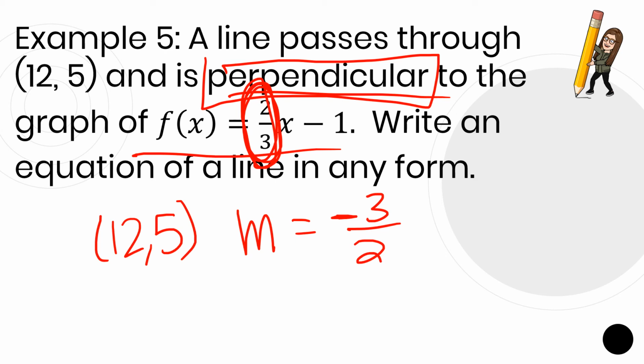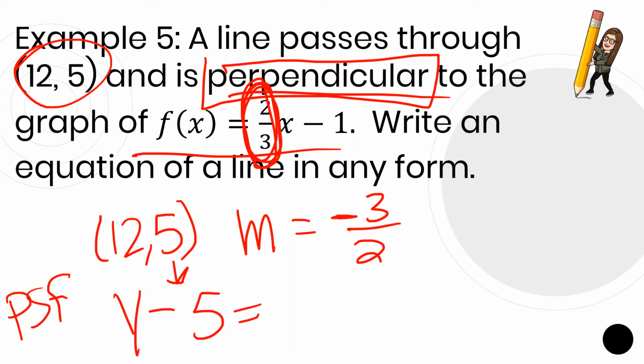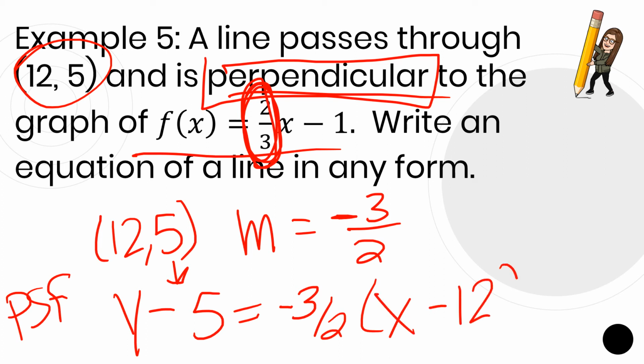I want the perpendicular slope, the point, and now I could write in PSF form, point slope form, right? So instead of y, we write y minus 5. Instead of m, we write negative 3/2. And instead of x, we're going to write x minus 12. If you need help with this PSF form, you want to see my previous video.